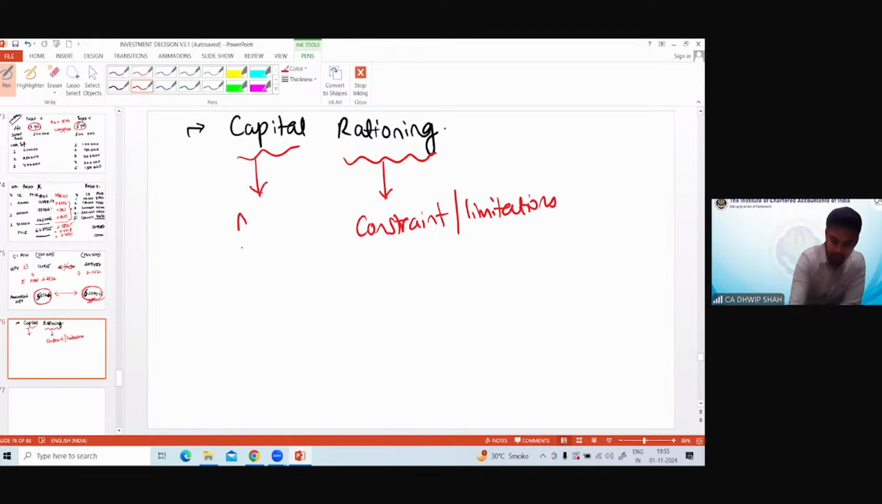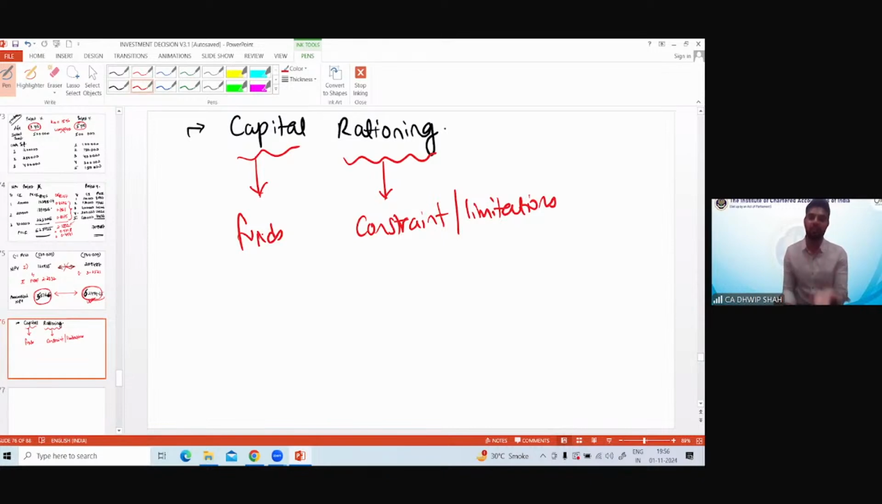Capital means funds. Capital rationing is a situation where a company has many different projects, and all the projects have positive NPV. So as per the decision criteria, every project should be selected. Yes or no? All the projects have positive NPV, so the company should ideally take all the projects.